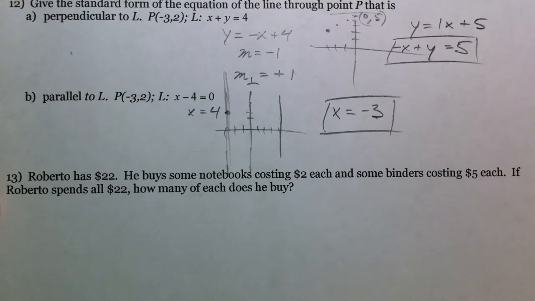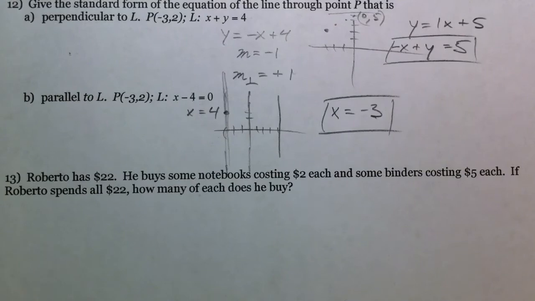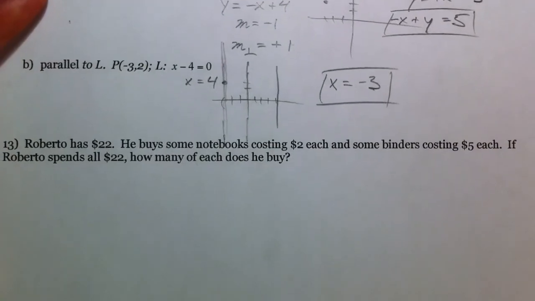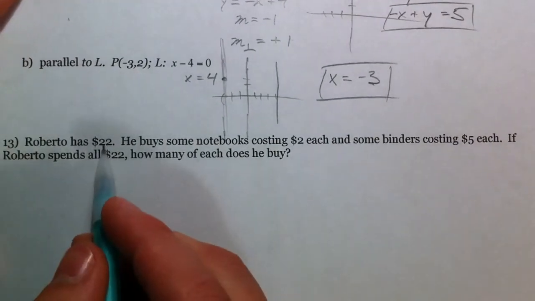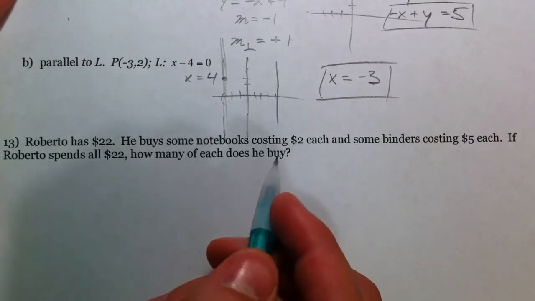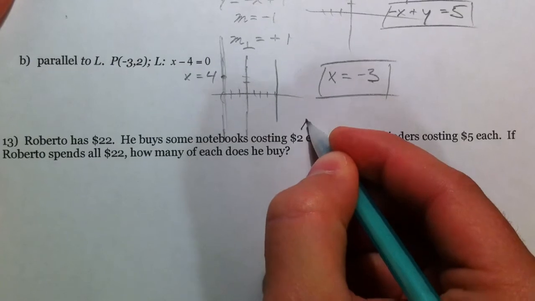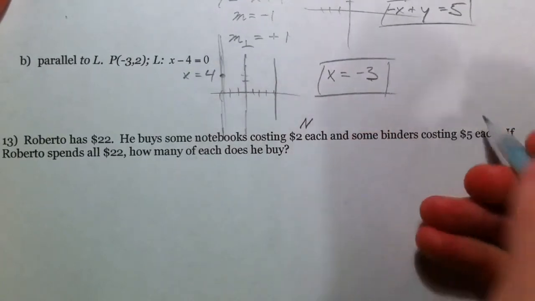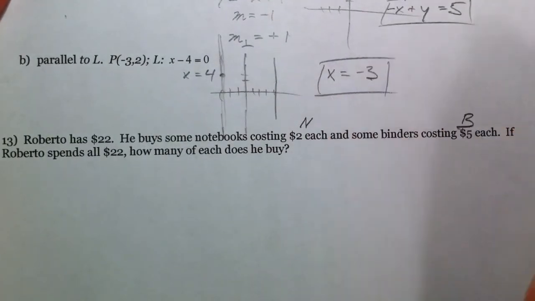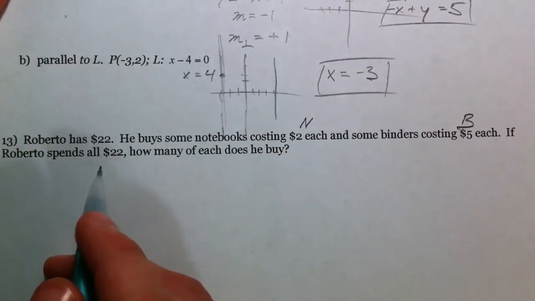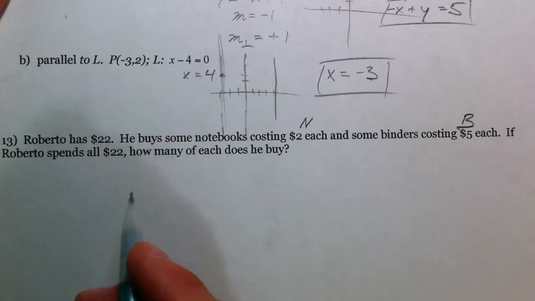Alright, so that's a lot of equations, and just to round it off, let's do a quick story problem. Roberto has $22. Buy some notebooks costing $2 each. Let's call that N. And binders costing $5 each. Let's call that B. Roberto spends all $22. How many of each does he buy?